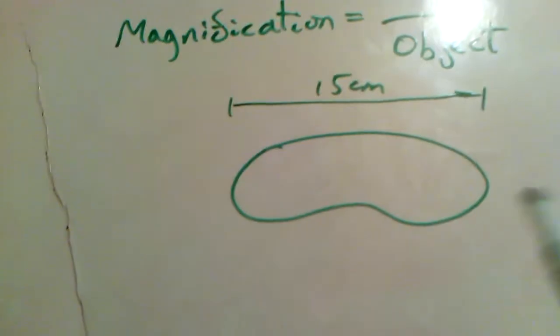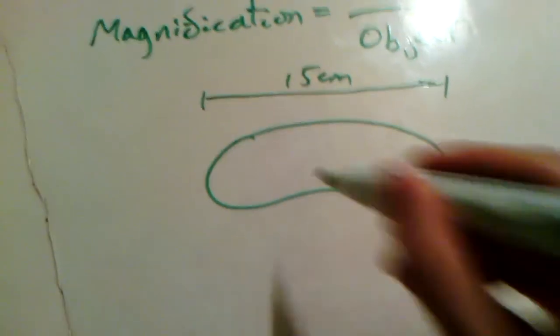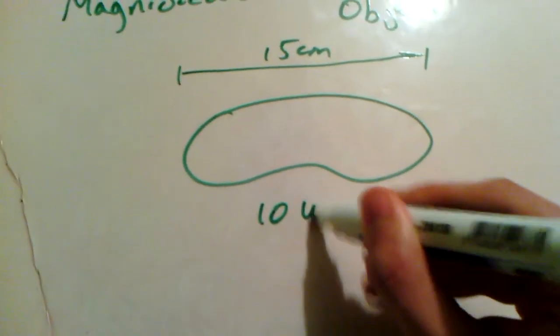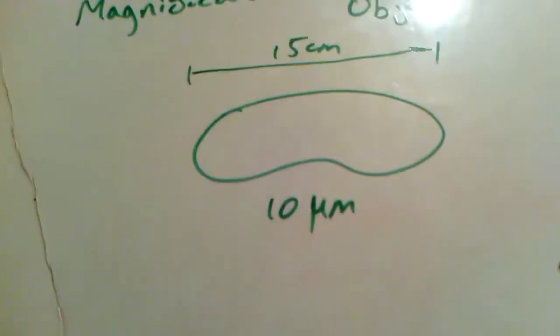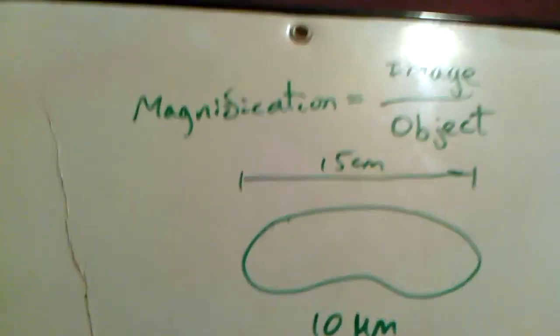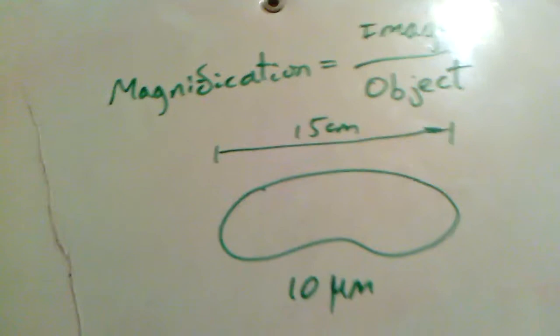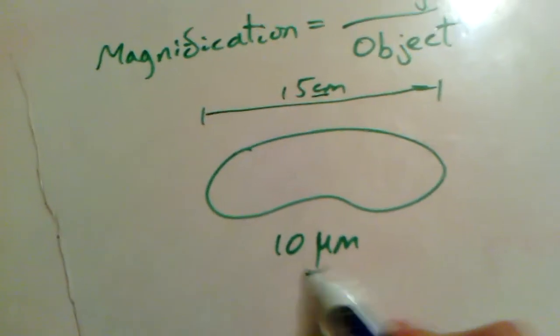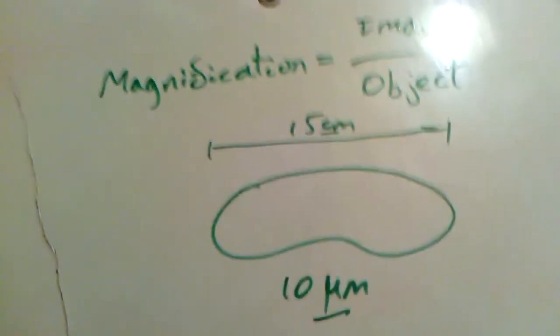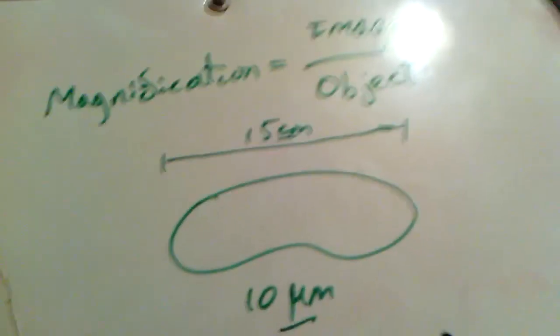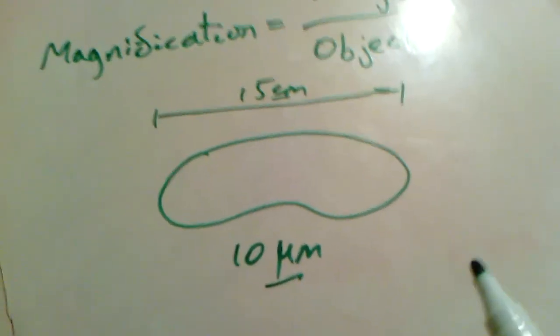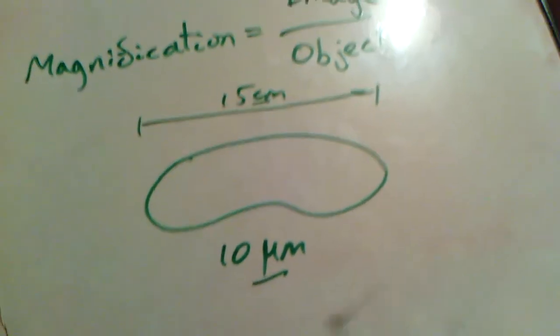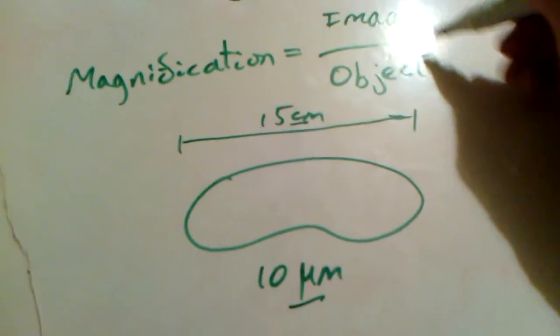But its actual length was, I don't know, this probably isn't accurate, but 10 micrometers. Now, the biggest place to slip up here is getting your units wrong, because we've got centimeters here and micrometers down here. We have to convert them into the same units. Personally, for convenience, I would convert them both into meters, because that's the SI unit. But as it's a division, a ratio, it doesn't matter as long as they're the same units.